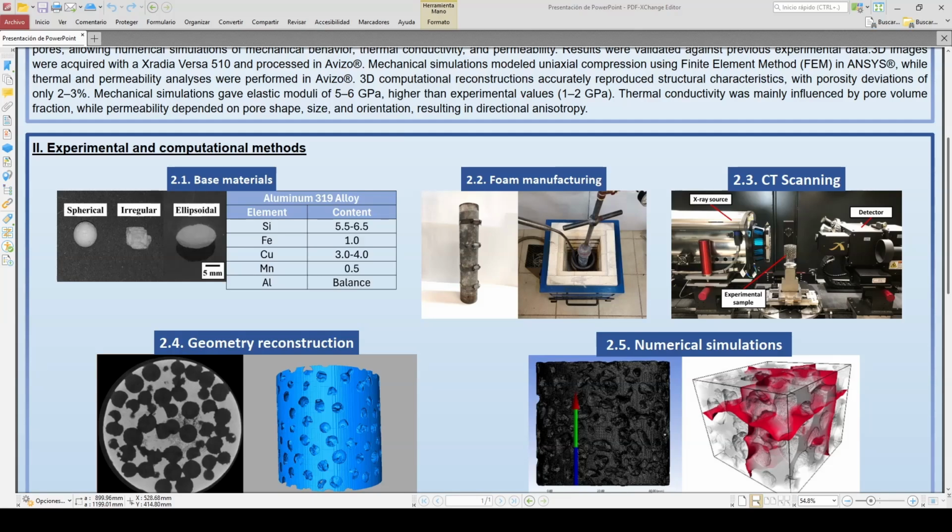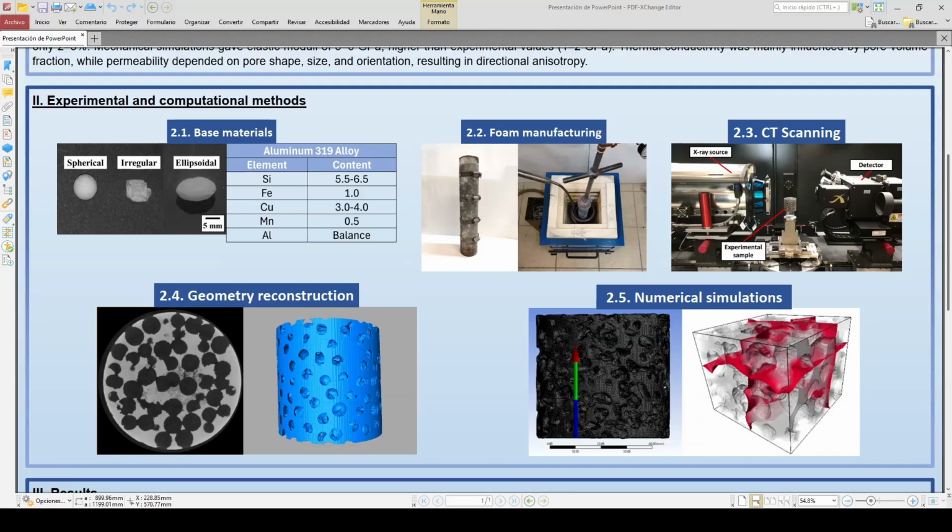Once we obtain all the aluminum foams for the three different pore morphologies, we perform a computed tomography scan for each type of morphology using an X-ray Versa 510 equipment. The scanning was configured to obtain 800 projections, and the next step was the reconstruction of geometries.